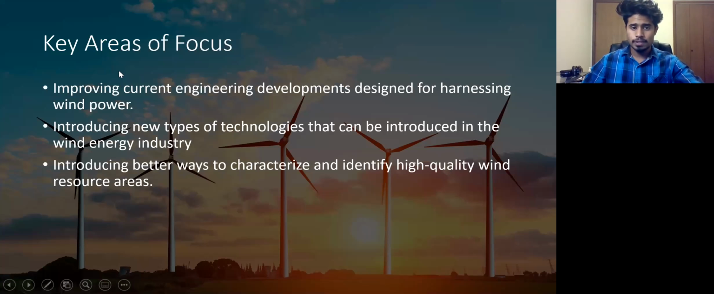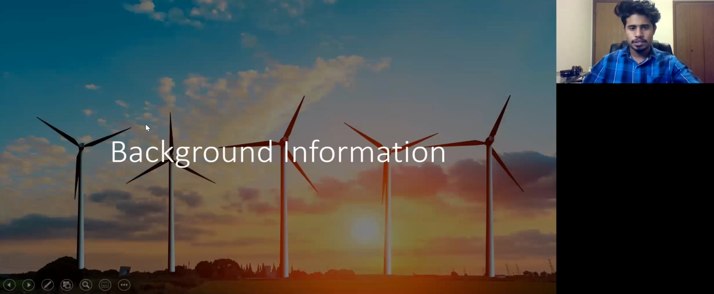So my key areas of focus: first we'll be looking at improving the current wind technology we have, and then moving on to looking at the new or recent advancements we have in the wind industry. And finally, we'll be looking at ways to identify high wind resource locations or areas. So this is some background information.